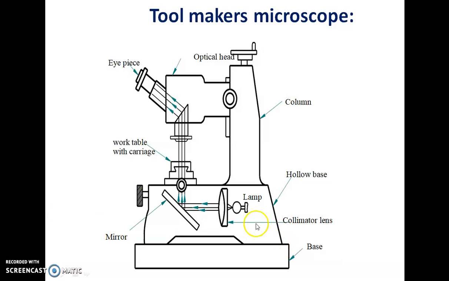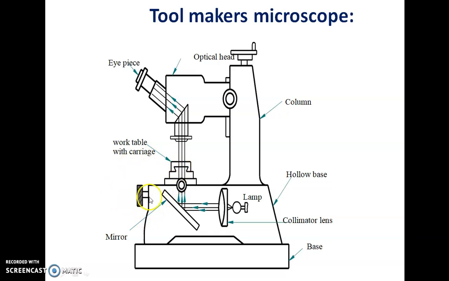In the toolmaker's microscope, at the bottom there is a lamp and a collimating lens, and the collimator lens makes the beam parallel. In the mirror it is reflected by 90 degrees, and it passes to the work table with the carriage, and we can set the workpiece using micrometer dials.